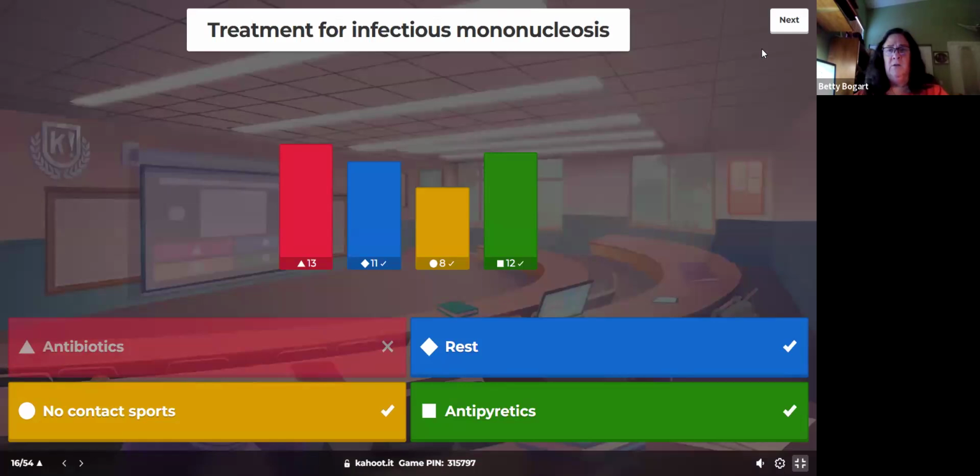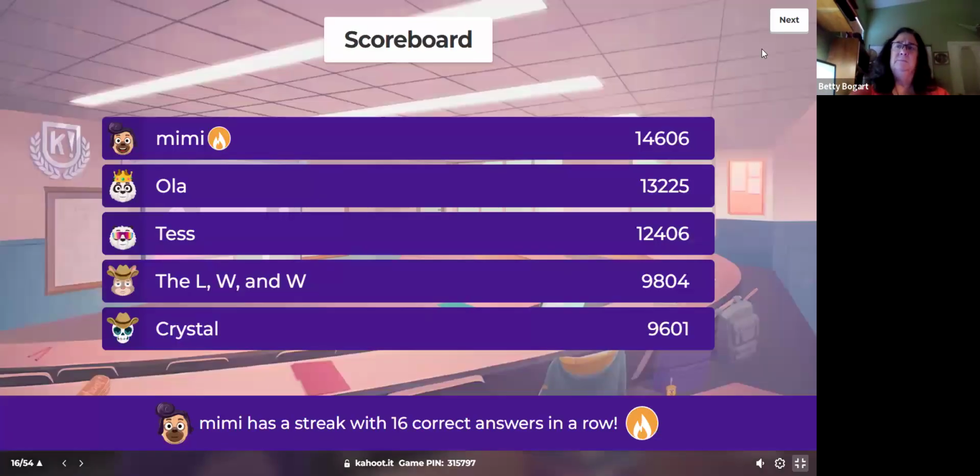Well, infectious mononucleosis is an Epstein-Barr virus. Antibiotics aren't going to do anything. It's rest, antipyretics, fluids, and protect that abdomen. Remember that spleen will burst and the kid will die. So no contact sports, protect that abdomen.